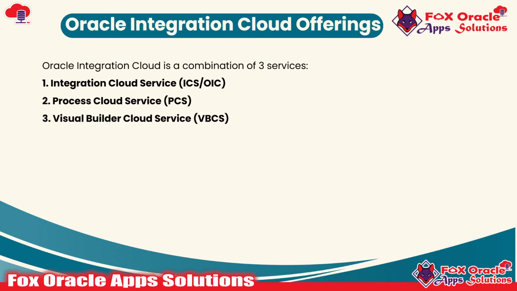When we are talking about OIC offerings, Oracle Cloud offers three different services. The first one is OIC, which we are going to learn. Except OIC, we have two more services, which are PCS and VBCS. PCS is used when we are building applications where we have to add workflow-level things, like approvals. And VBCS is just for building web or mobile based applications that can work standalone or interact with ERP applications, that is, Fusion ERP applications. So we have these two services.